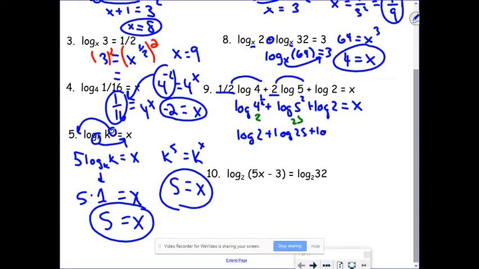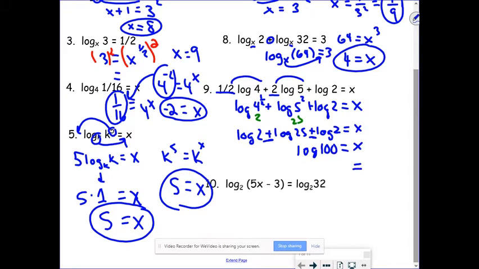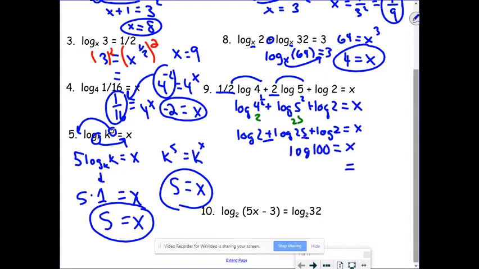And now I can put all of these together. Log 2, log 25, log 2 equals x. When I'm adding, I multiply the numbers inside. So that's going to be log 100 equals x. It's a common log, so the base is 10. So I change it from logarithmic to exponential. That means 10 to the x equals 100, so x is 2.